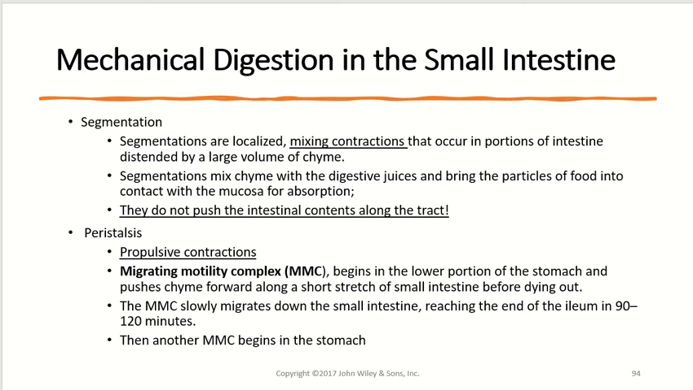Migrating motility complexes are going to begin in the lower portion of the stomach, and this is what's responsible for pushing chyme forward along that little short stretch of small intestine before it dies out. So the MMC, or migrating motility complex, is going to slowly migrate down the small intestine. It's going to reach the end of the ileum in anywhere from an hour and a half to 2 hours. And then at this point, another MMC is going to begin in the stomach. So this whole process is going to be fairly slow.